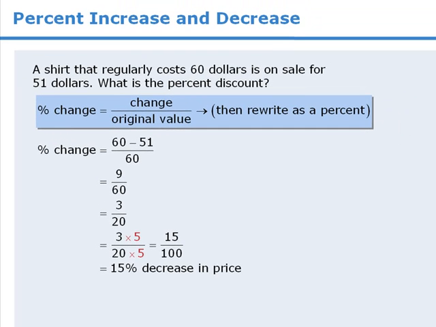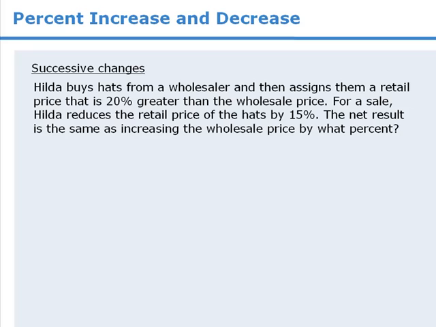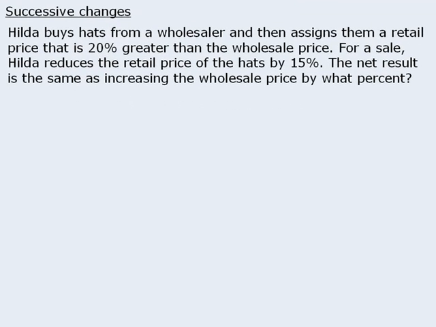Alright, now let's move from percent change to successive changes. In this question, Hilda buys hats at a certain wholesale price and then sells the hats at a retail price that is 20% greater than the wholesale price. Then, for a sale, Hilda reduces the retail price by 15%, and we want to determine the net effect of the price increase and decrease.